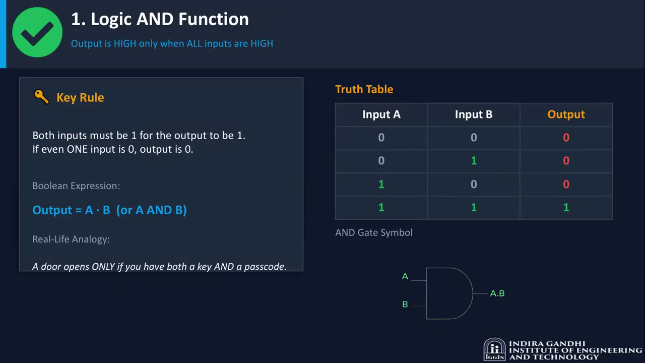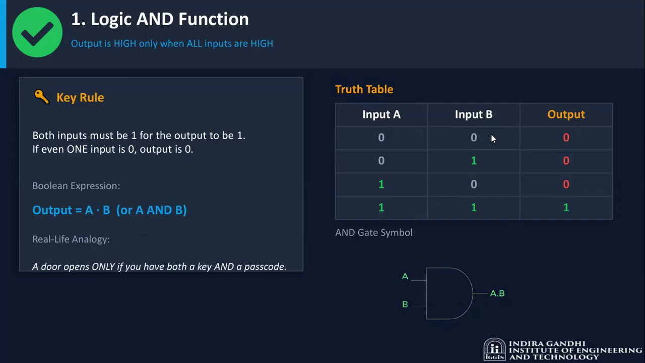So, the first gate we are going to study is the logical AND gate. The symbol of the logical AND gate is here. If we give two inputs, input A and input B, we get an output of the logical AND gate as A dot B, which can also be said as A and B. The key rule behind this logical AND gate is both inputs must be 1 for the output to be 1.